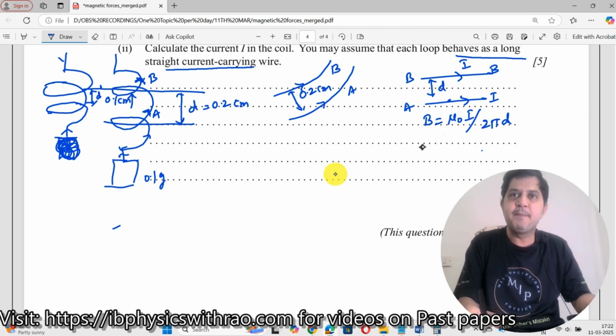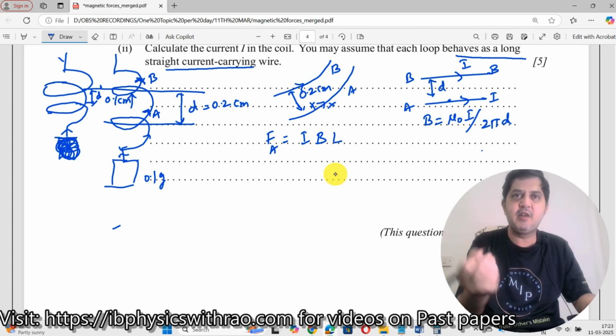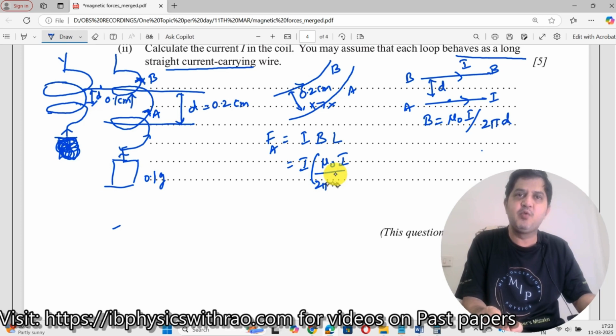If this is the magnetic field, then a current carrying conductor is present in an external magnetic field. Therefore, the force acting on A is equal to I multiplied by the magnetic field multiplied by the length of the wire. What is I here? I do not know; I need to find it. I multiplied by mu naught I divided by 2 pi d.